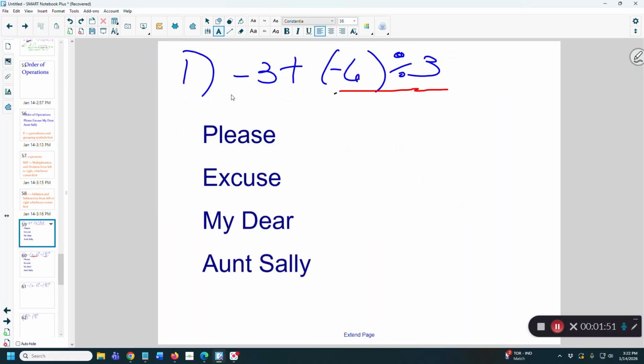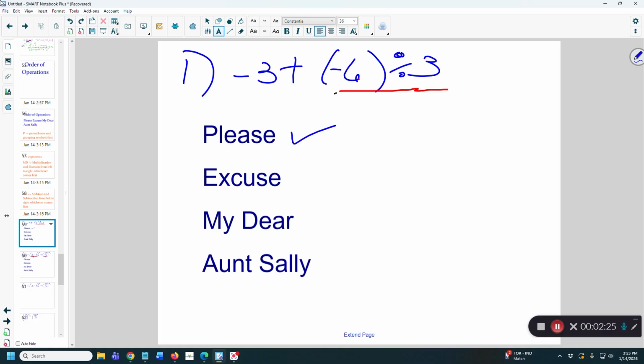So here's our problem. -3 plus -6 divided by 3. Please excuse my dear Aunt Sally. So let's go through. Any parentheses used for grouping? We have parentheses right here. But this parenthesis is only used to separate the sign of this number from this plus. So we don't have anything inside the parenthesis to do. So I'm going to put a check there.